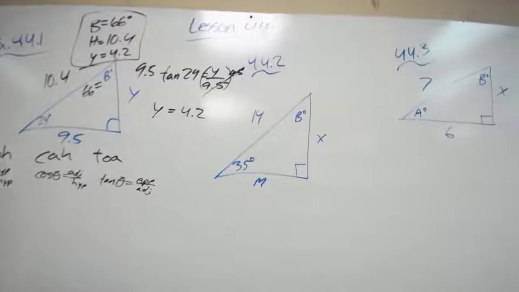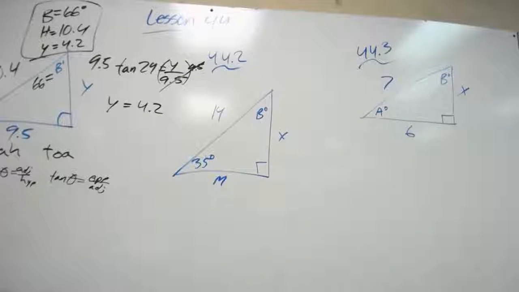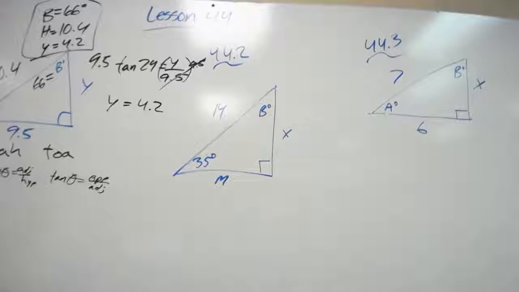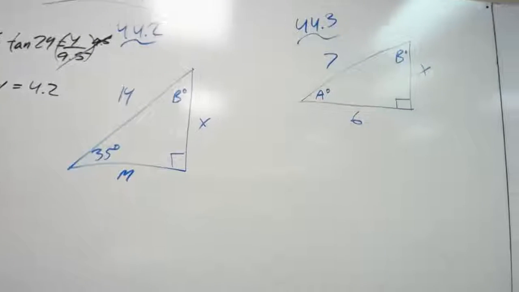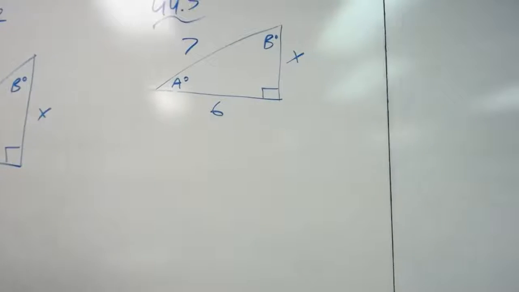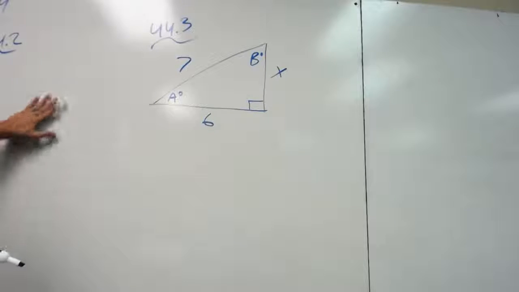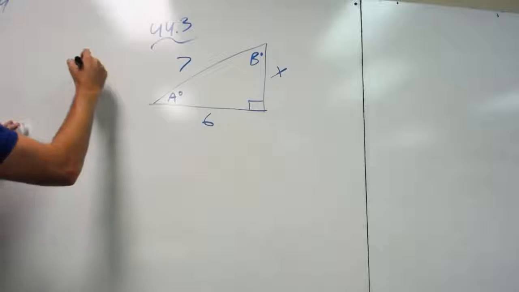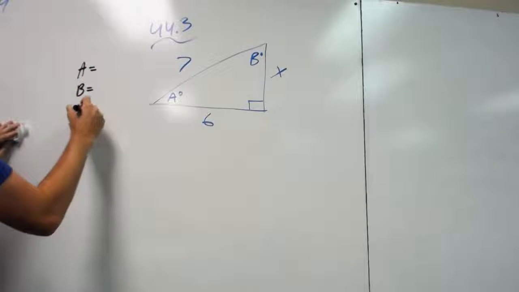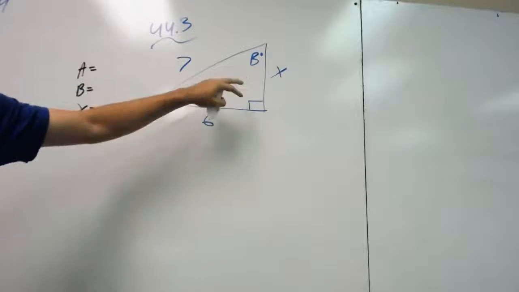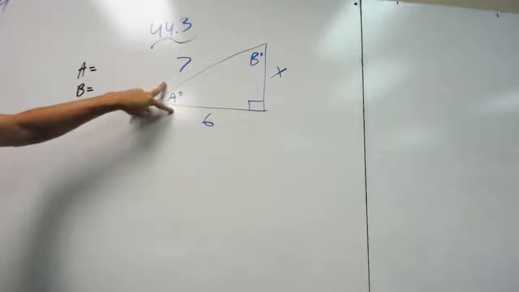I put example 44.2 there. I'm not going to do that one. It's the same thing as what we just did, so you can solve that one on your own. But I do want us to look at example 44.3 because this one's different. The last one gave us, okay, we got to solve for A, B, and X. The last one gave us two angles that we knew. This one gives us two sides that we know. So this one's going to be different.